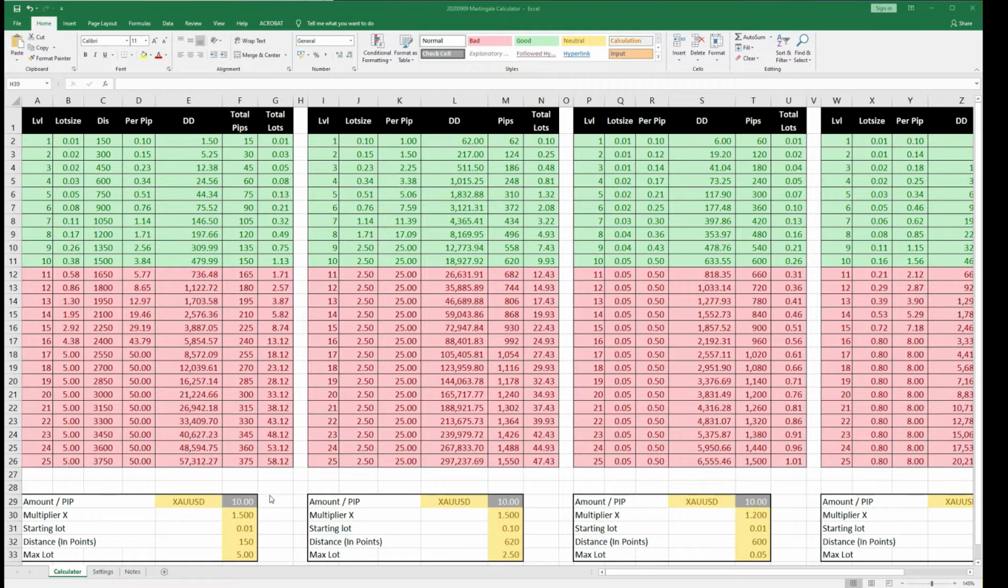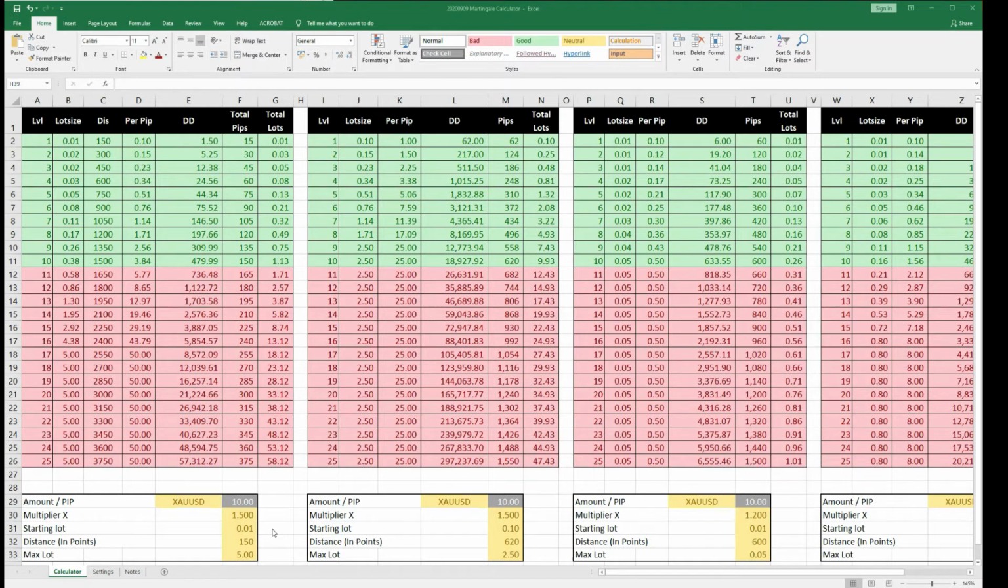Now, if you're using Strukhov's EA, most of the time the default values for multiplier will be 1.5, starting lot is at 0.01, distance at 150, max lot is set to 5. Most of the time when you get a product, you would have the recommended setting. In this case, the EA, you'll be given a recommended setting, but most of the time also you might not know how much to spend or how much capital to have in order to use that kind of setting.